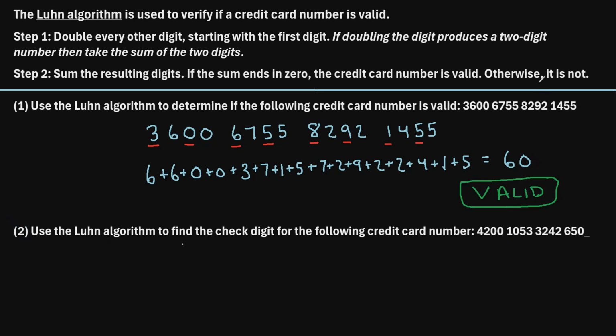It says, use the Luhn algorithm to find the check digit for the following credit card number. Now, a check digit is just the last digit in the number. So we have this credit card number here, and we want to know what would the last digit right here need to be in order for this to be a valid credit card number. So let's go ahead and rewrite the credit card number right here. So again, we'll go through the same process where we underline every other digit.